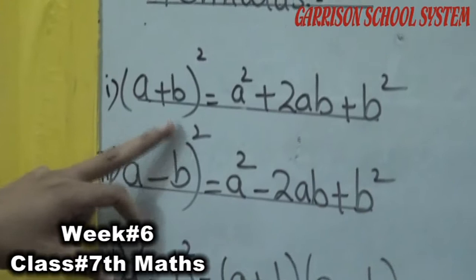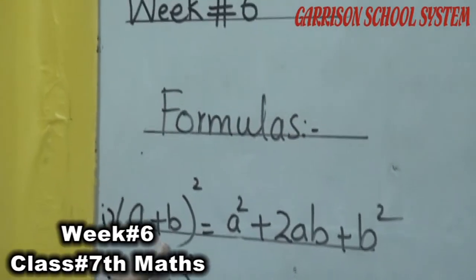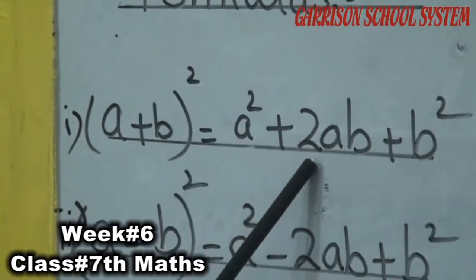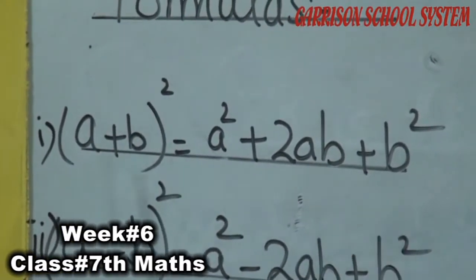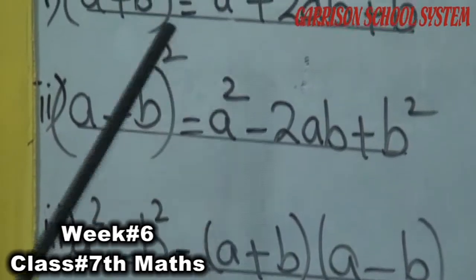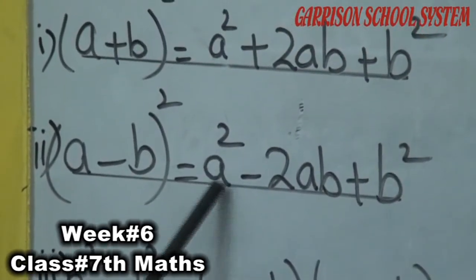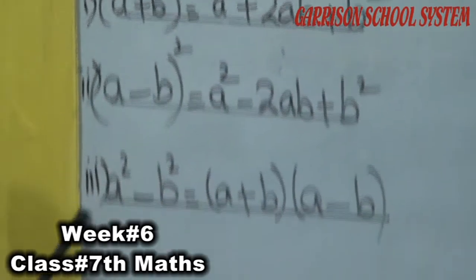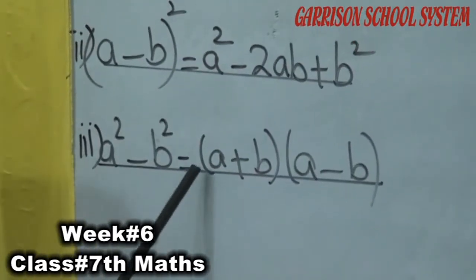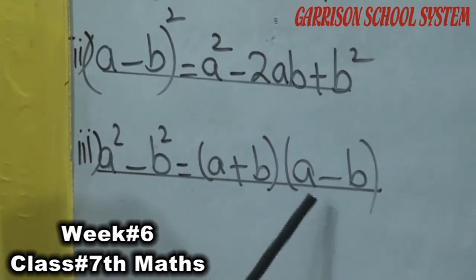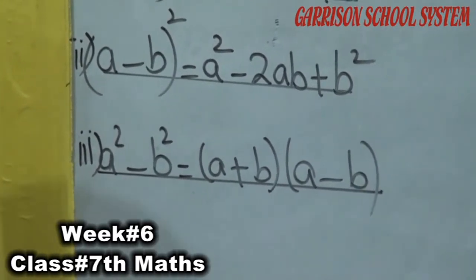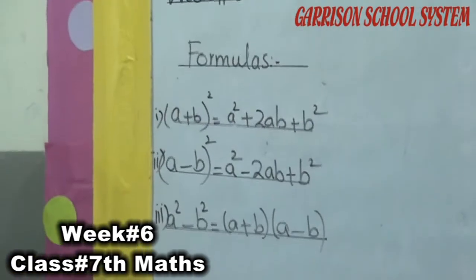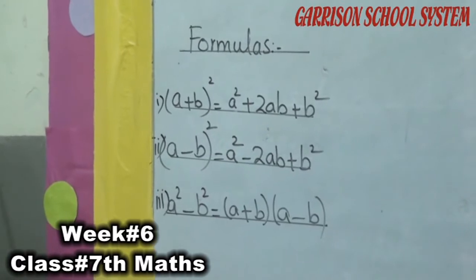a plus b whole square. A plus b whole square is equal to a square plus 2ab plus b square. And a minus b whole square is equal to a square minus 2ab plus b square. And the third formula is a square minus b square is equal to a plus b into a minus b. By using these three formulas, we have to solve our exercise number 9.